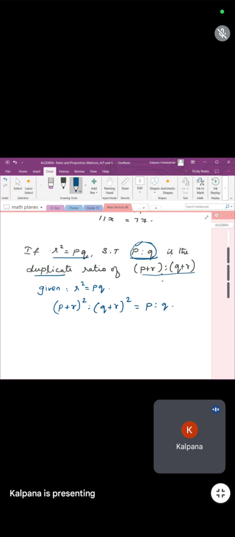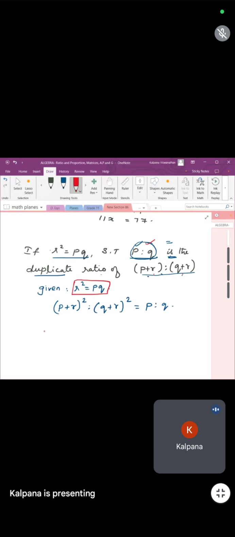Is that clear, children? So P is to Q is equal to the duplicate ratio of P plus R to Q plus R. Sometimes in the exam you will have a lot of confusion about which side we have to square, or where we have to duplicate the ratio. This is the result of the duplicate ratio of P plus R, Q plus R. So this is your LHS. Take your LHS and prove the RHS. Now this condition is given that we can make use of in the sum.